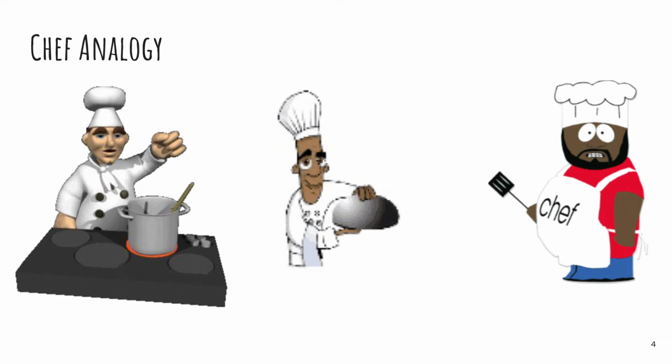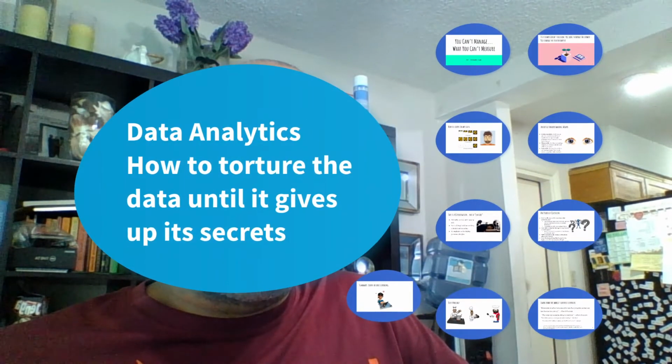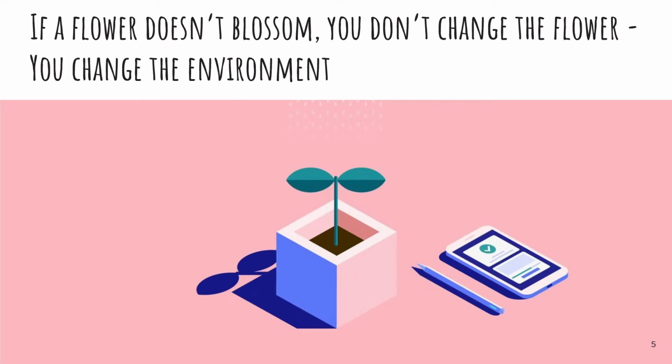For instance, if a flower doesn't blossom, you don't blame the flower. You change the environment in which you ask that flower to grow. What does that mean in this context? In this context, I'll tell you that learning is the exact same way. You don't need to rely on me or anybody else to tell you if your food tastes good.